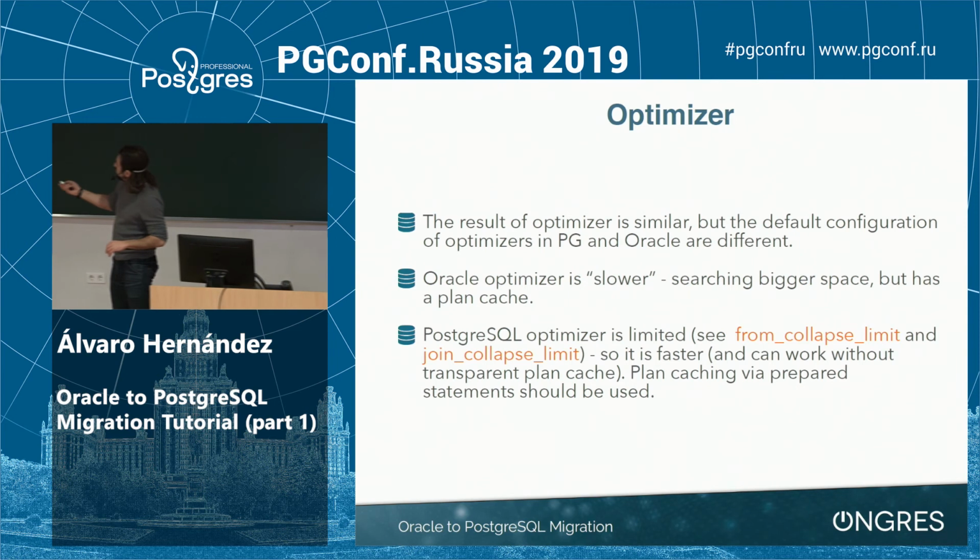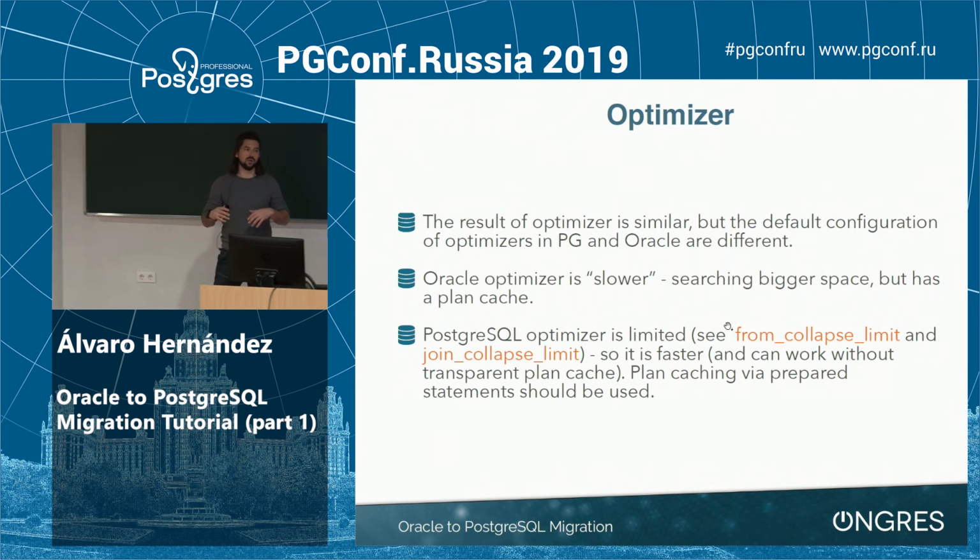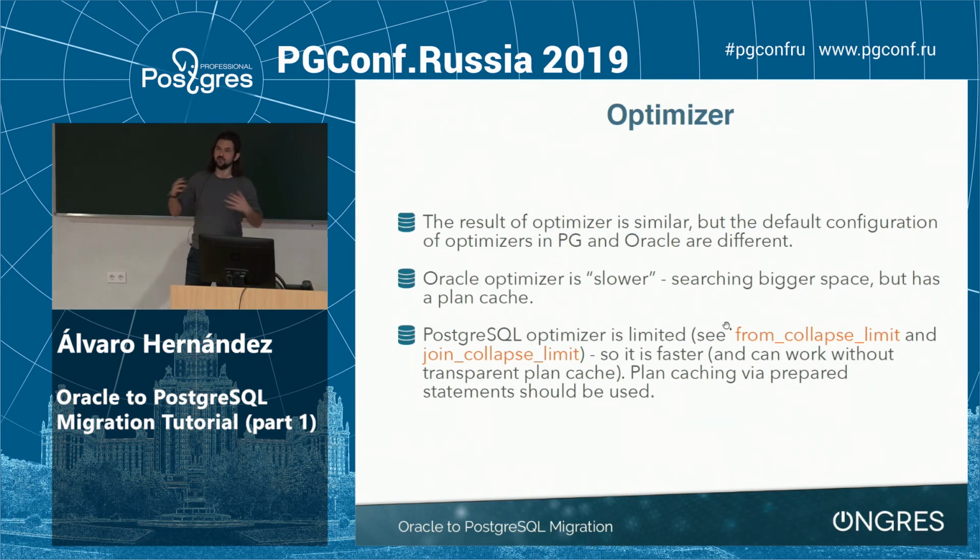You may want to check these two parameters. Sometimes you need to increase them to allow Postgres to do more complex planning if you're running complex queries, with a lot of nested clauses, which are also very typical in Oracle, like a lot of nested subqueries. You might want to increase these parameters to improve performance here.